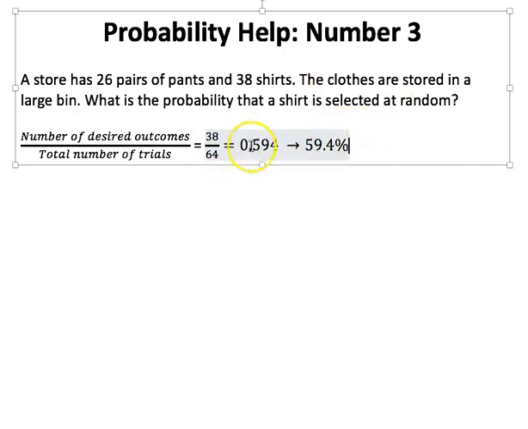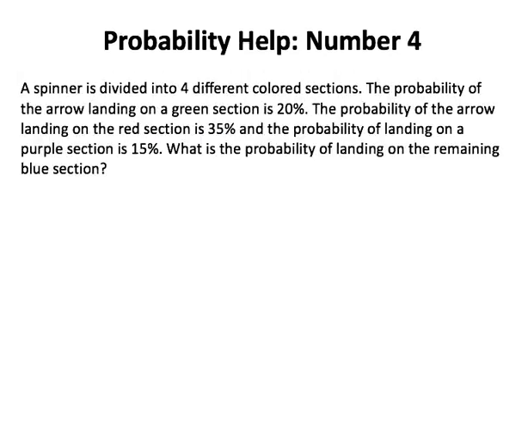This is how you would do that. It probably just asks you to leave it as a fraction or a simplified fraction. If you're not sure which one to pick, you can always simplify them to decimals and see which one's which. Remember, to go from a fraction to a decimal, you divide the numerator by the denominator. Okay? Moving on to number 4.